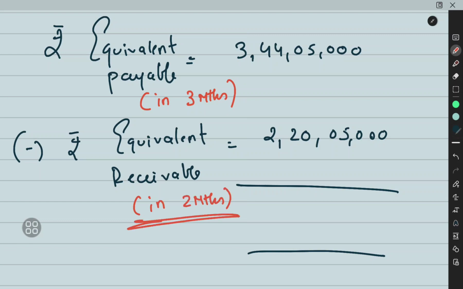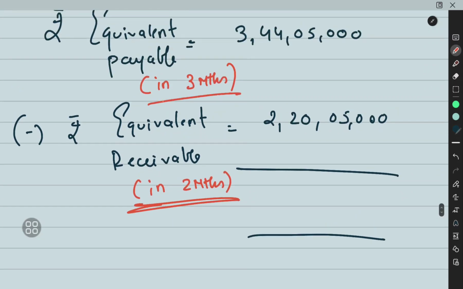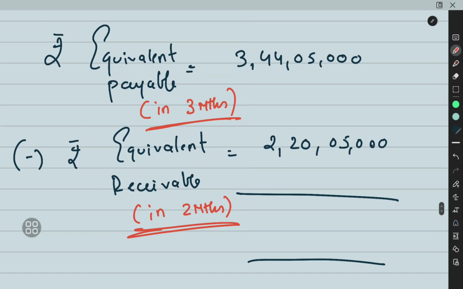So I will have already received these rupees in 2 months, and it is better not to keep the funds idle because I can easily earn interest. Interest is at the rate of 12% as given in the question. So I will invest these funds for 1 month. Why 1 month? Because in 3 months' time again I have a payable standing. So I'll net it off first. 3.44 minus 2.25 comes up to 1 crore 24 lakh.